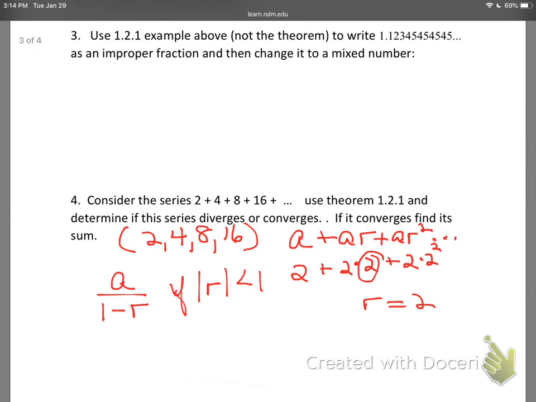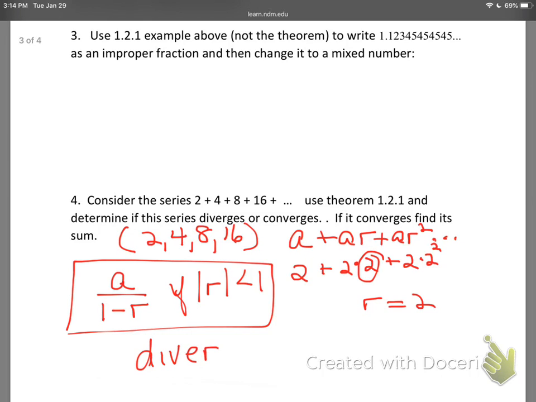So am I going to converge or diverge? Since I do not have this, my series is going to diverge, and I'm done with the problem because I can't find what number it converges to because it's not converging. Okay, we're going to have more opportunities to practice things that do indeed converge on the next page.